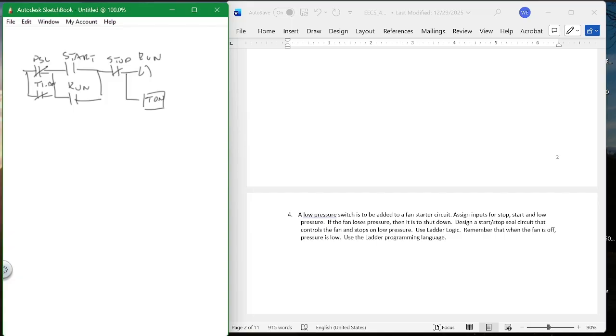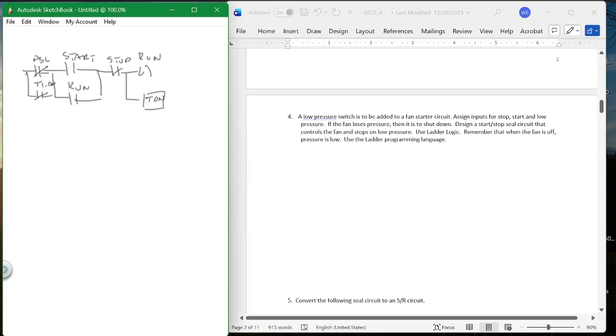We have to provide an alternate path until the time delay turns off, and at that point in time, after 30 seconds or so, 15 seconds, you should have pressure. And if you don't have pressure, turn it off. But until that time, that's how that circuit's done, or something similar to that.